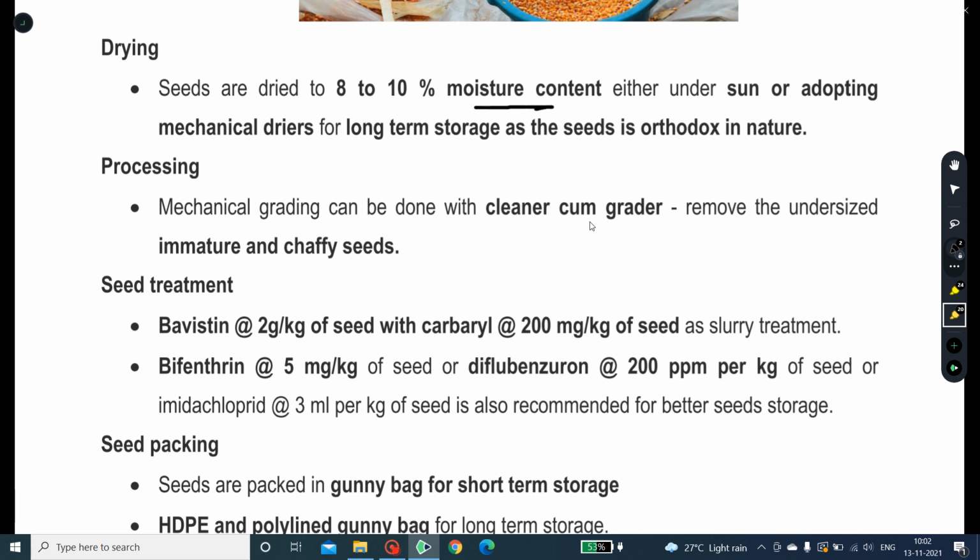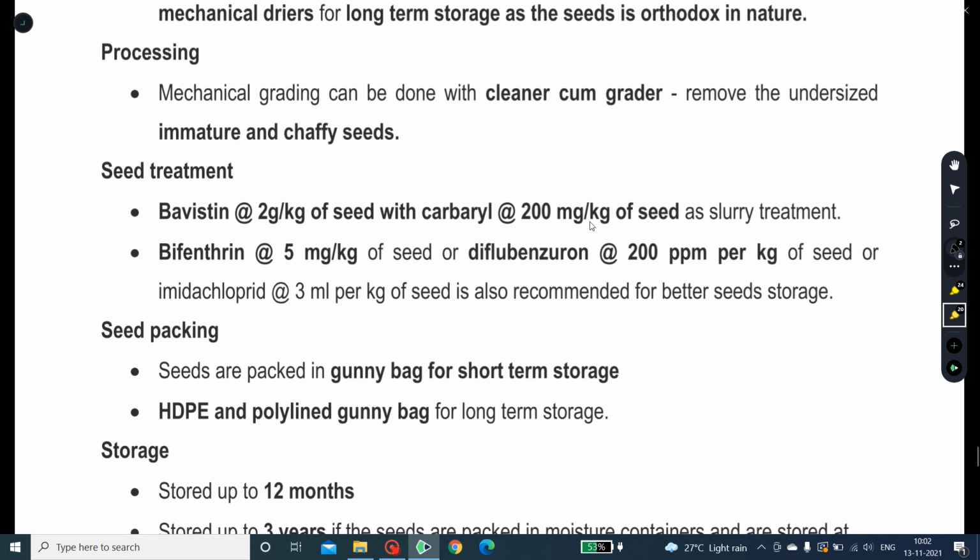The next one is seed treatment for storage. Carbendazim 2 gram per kg of seed with Captan 200 milligram per kg of seed as slurry treatment, and bifenthrin at 5 milligram per kg of seed, for better seed storage. Kindly go through these chemicals.